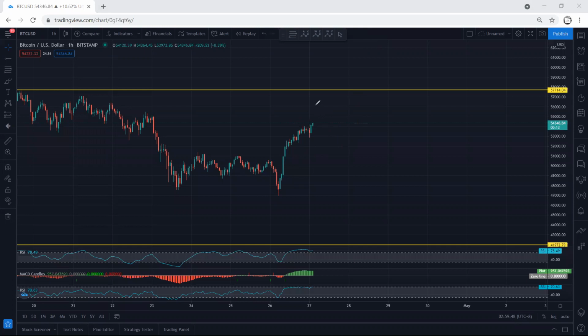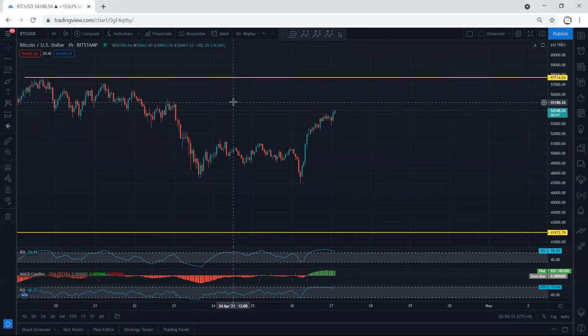As I mentioned, either continuation with the flag or we get the correction to look for buy. In this case, we just follow the chart. If I see any update, I will share.